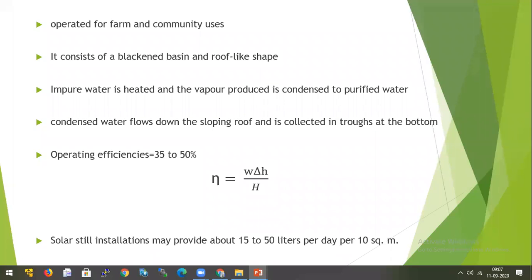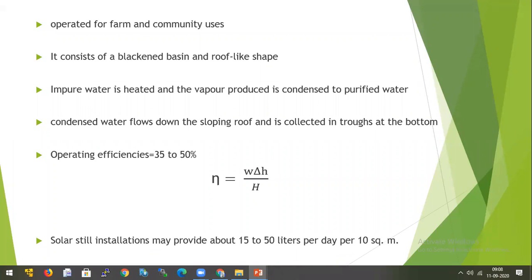Here the area of water surface is to be considered separately, and delta H includes the latent heat of vaporization, which is taken as an average value of 594.5 kilocalories per kg, or this value will be 2489 kilojoules per kg. In calories it means 594.5, in kilojoules it means 2489.